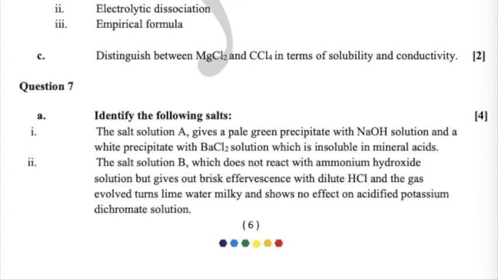The big table. What definition do you give for empirical formula? It is a formula which shows the simplest whole number ratio between the atoms of the elements in the compound. Say louder. The simplest whole number ratio between the atoms of the elements in the compound.